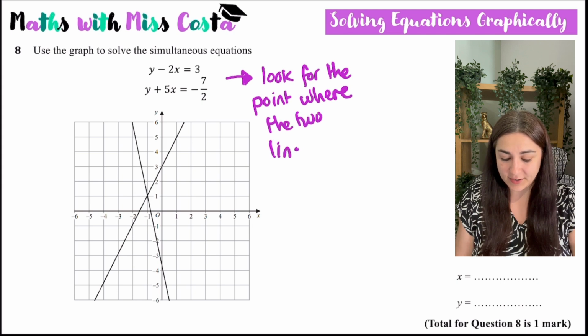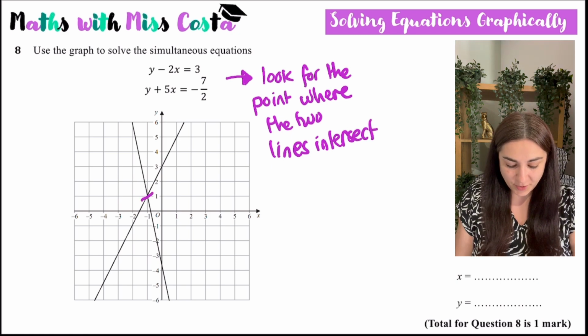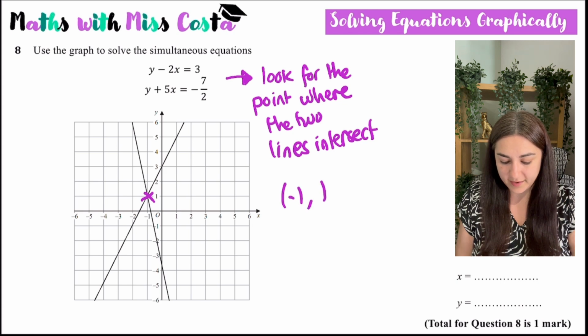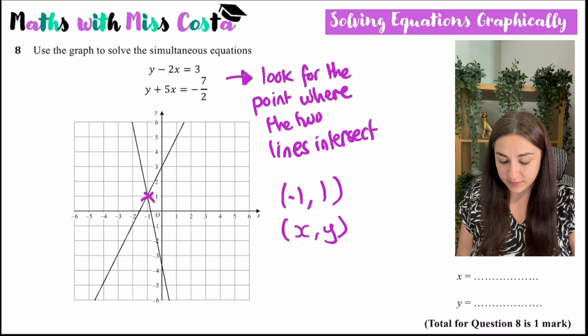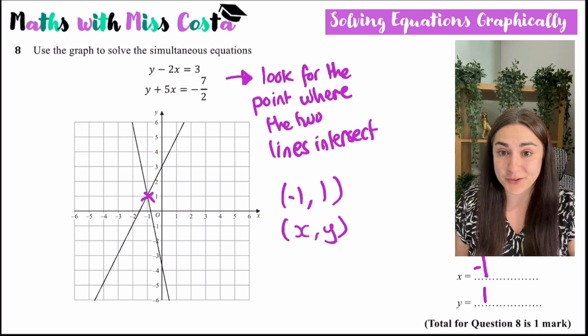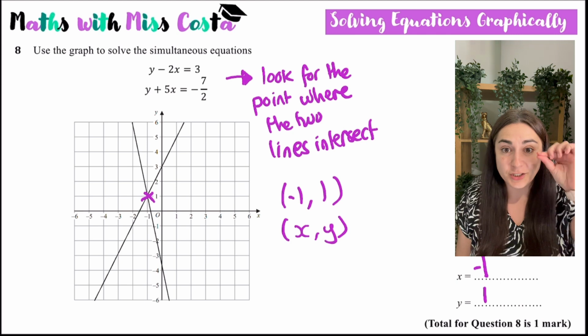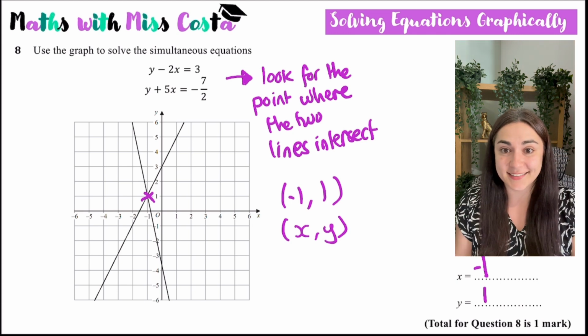So all I need to do is try and find the coordinate of that point. Where do they intersect? Over here at the coordinate -1, 1. And every coordinate is written x and then y. So x equals -1 and y equals 1. And that is literally all you have to do. Whenever you're solving anything graphically, just look where the lines intersect.